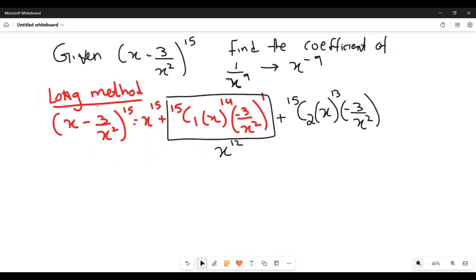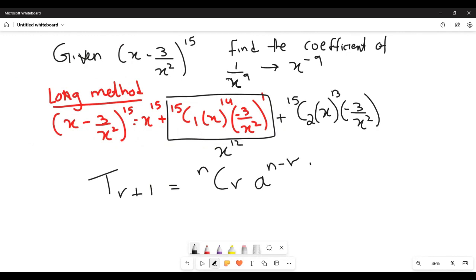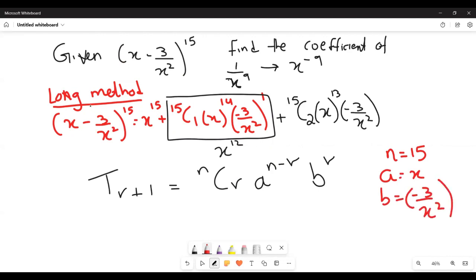So same method, Tr plus 1, ye wala method use karein. That is nCr a power n minus r and b power r. Achha. Ab, we know what n is. N is 50. We know what a is. A is x. We know what b is. So minus 3 over x squared. What do we not know? We don't know r.